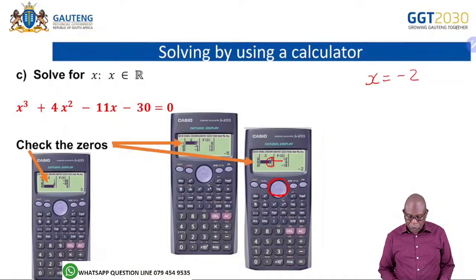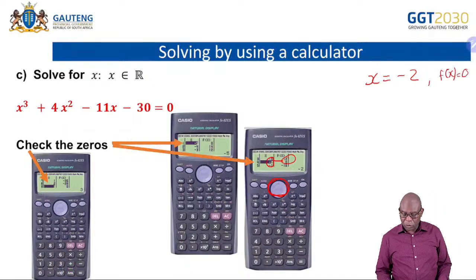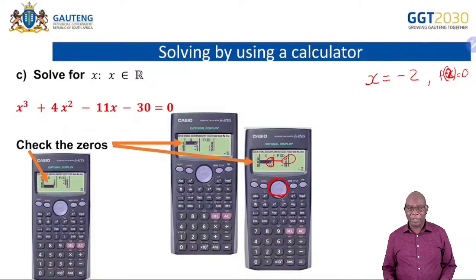At -2, it is giving me a 0. So in other words, it's giving me my f of x. If my graph is named f of x, at f of -2, my graph is 0, which means that it's a factor. How do I write it properly? I'll write x plus 2 is equal to 0, and x plus 2 is a factor.